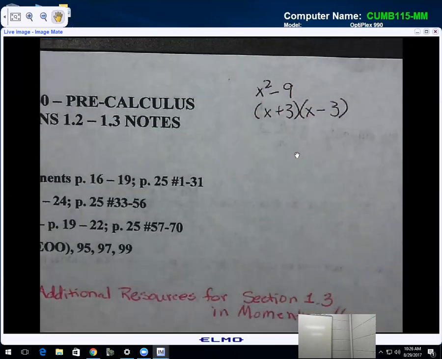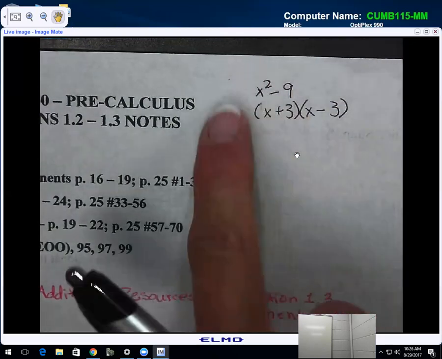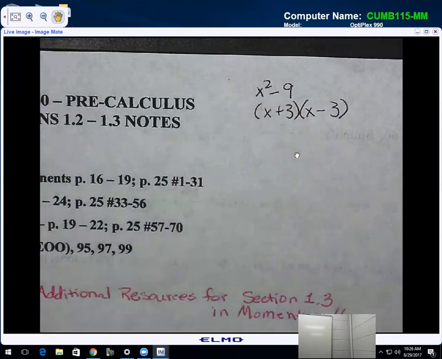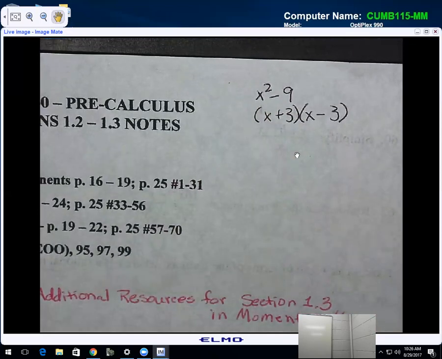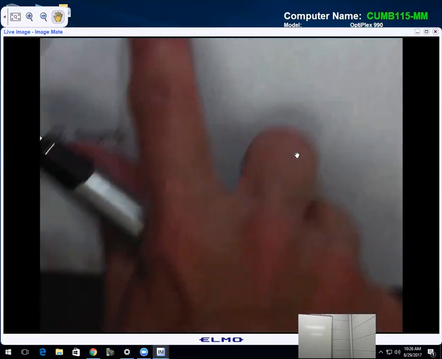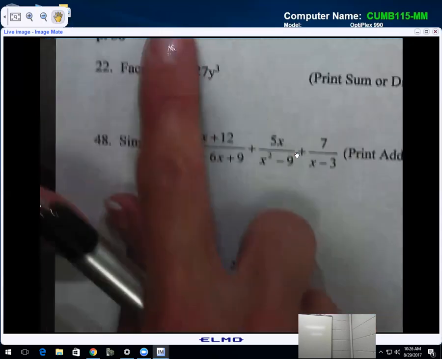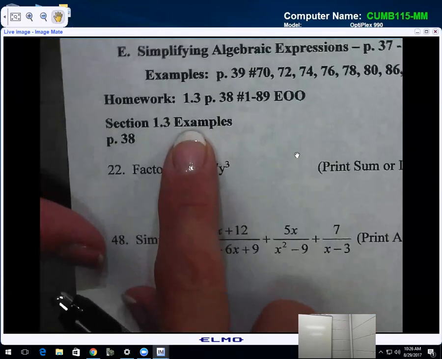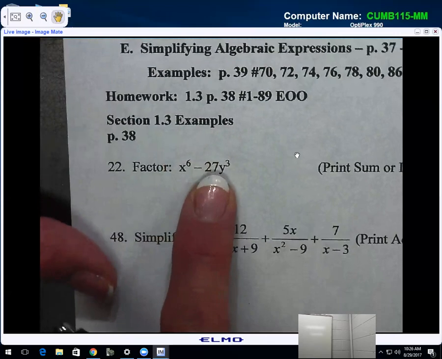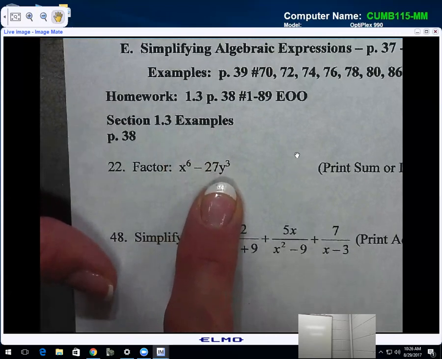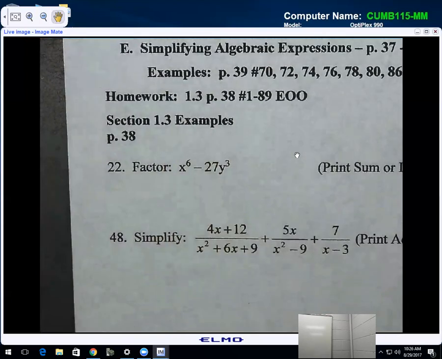So the difference of two squares, both terms have to be a perfect square and they're subtracted. That's one that you should already know. But number 22 is not the difference of two squares because 27 is not a perfect square, and y cubed is not a perfect square. I do notice, however, that 27 is a perfect cube, and that gives me a good clue as to what this binomial is. It's the difference of two cubes.